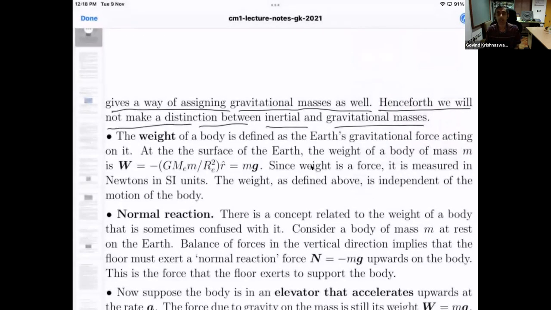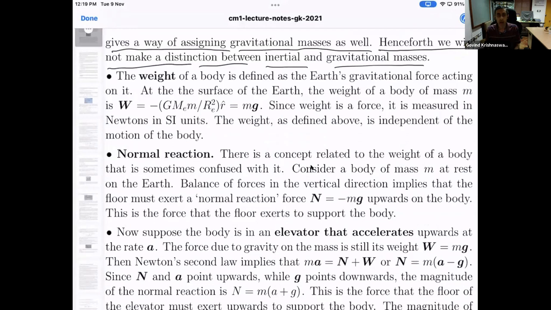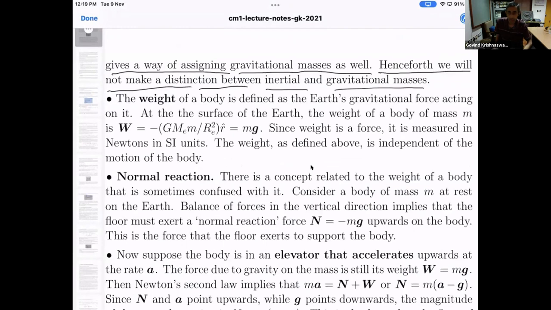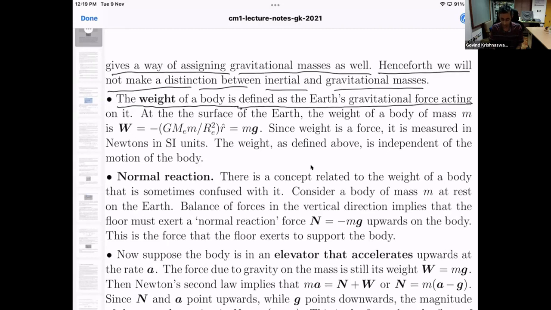Okay, any other question? All right. Now, in this context, I want to talk about a couple of other terms which often come up in this connection. One of them is called the weight. So let us give some kind of definition for the weight. The weight of a body, and we have in mind bodies near the Earth, is defined as the Earth's gravitational force acting on it. And this is going to be our working definition.